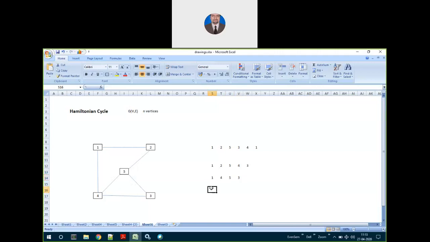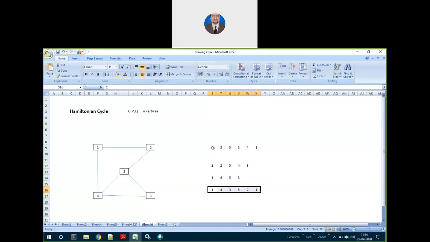So again I can say 1, 4. This time from 4 I go to 3, from 3 I can go to 5, from 5 I can go to 2, and from 2 I can go to 1. Here we notice that I started from 1 and visited all the vertices exactly once, and from the last vertex I could come back to the starting vertex. So again this is one of the solutions.